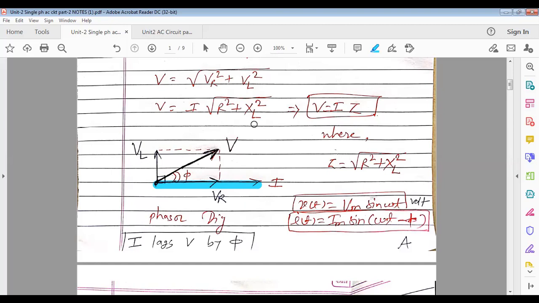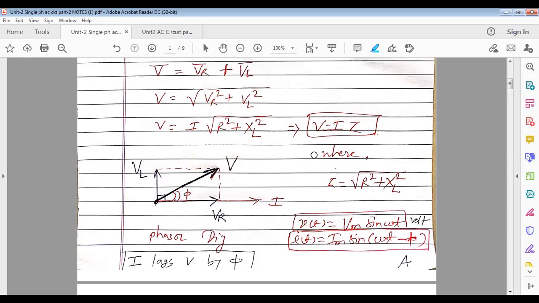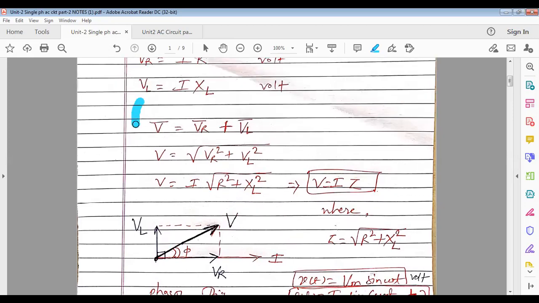Anti-clockwise. Very good. So in anti-clockwise direction, VL you have to represent perpendicular to I, because it leads I by 90 degree. So the angle between I and VL is 90 degree, and VL you have to measure in anti-clockwise direction, because VL leads I. A leading parameter in a phasor diagram, we measure in anti-clockwise direction. Got it?